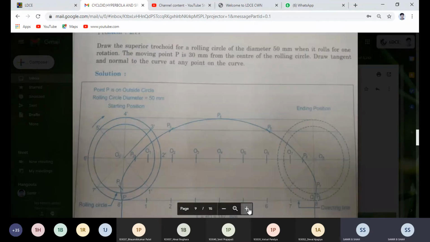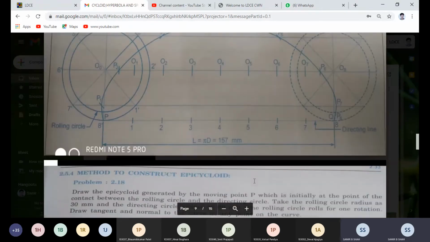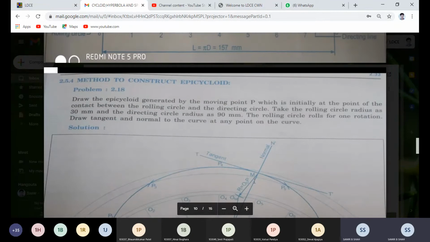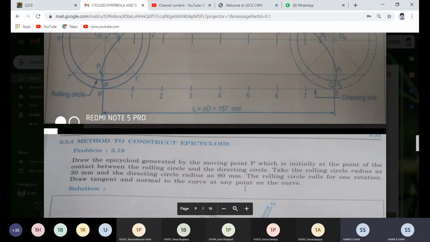You just finish this thing as an exercise. I will upload it in the system, so you may follow and finish as soon as possible. If at that time anybody has any query, then definitely you may comment in the comment box.